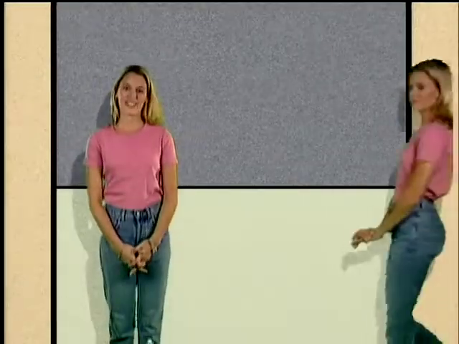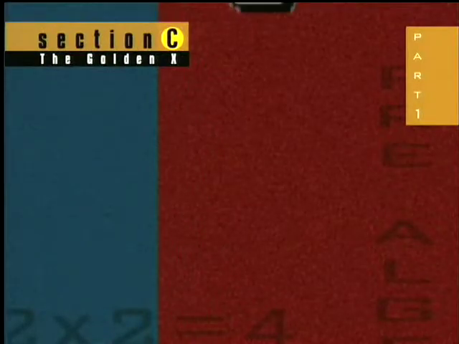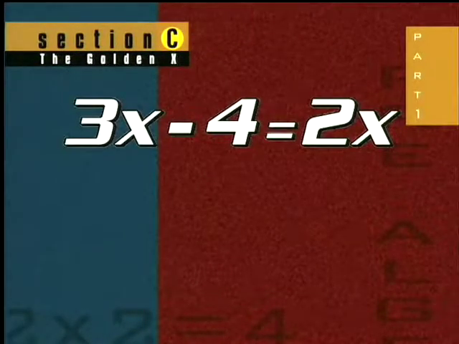So it's double the fun. This time we've got 2 terms with x's, and what you gotta do is get these 2 terms together. Let's get some numbers to work with here. Say we've got the equation 3x minus 4 equals 2x.